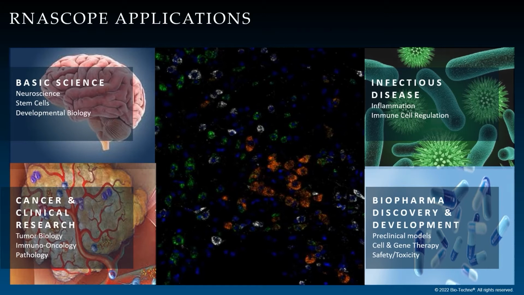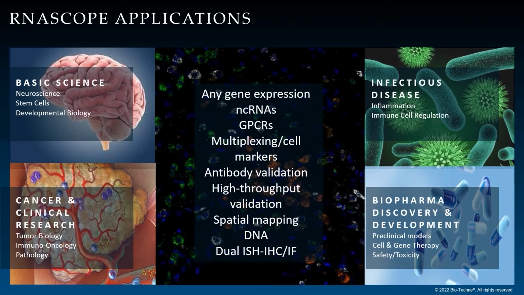RNAscope technology has applications across multiple areas of research, including basic sciences, infectious disease research, cancer and clinical research, as well as biopharmaceutical discovery and development. RNAscope applications include validation of single-cell RNA-seq data and spatial mapping of complex tissues. RNAscope assays can also incorporate immunohistochemical or immunofluorescent methods for combined RNA-protein co-detection.